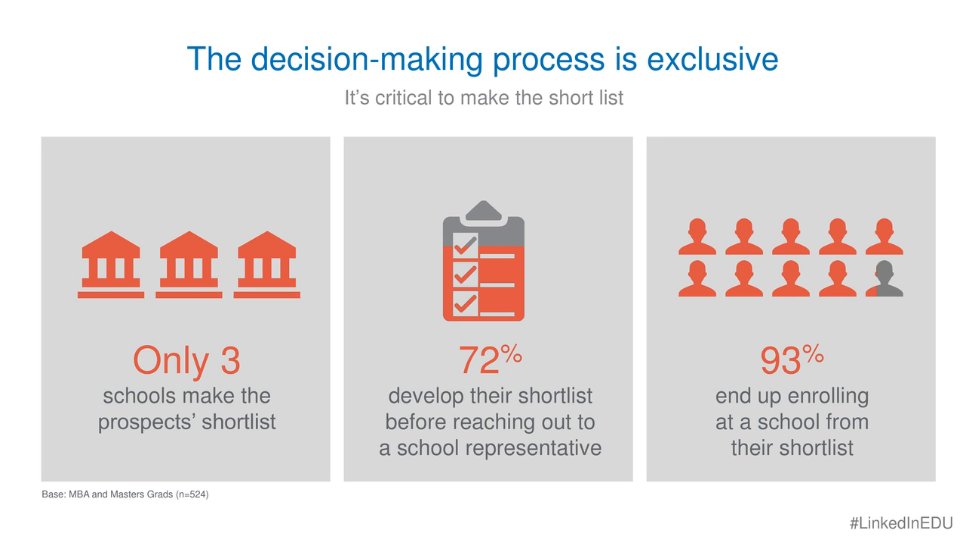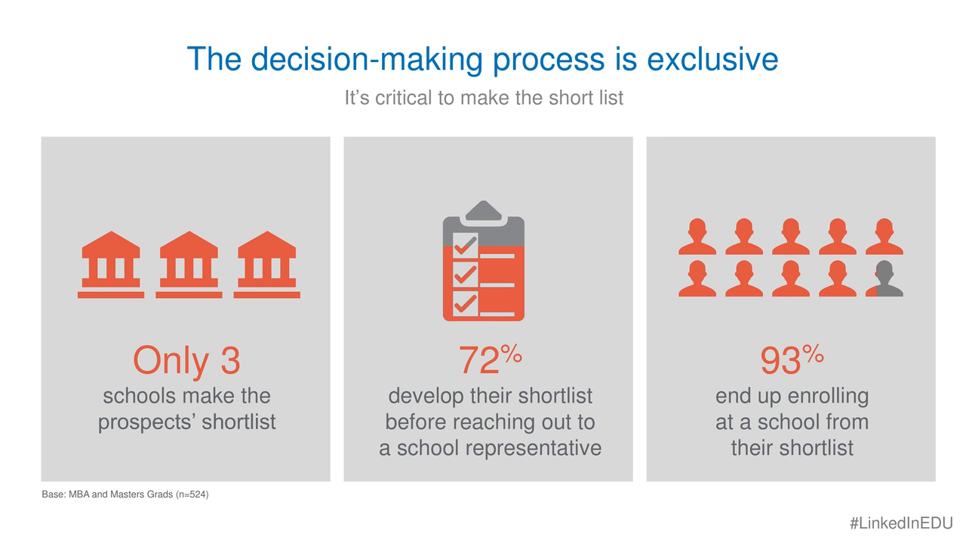And we also learned that 72% of prospects develop their short list before they even get in touch with a school representative. So in other words, prospects are very far along in their decision journey by the time they get in touch with you. We also learned that 93% of respondents end up enrolling at one of their shortlisted schools. So being able to influence and get on that shortlist is really critical. If you're not on that shortlist, it's really hard to get on there after they've made it.